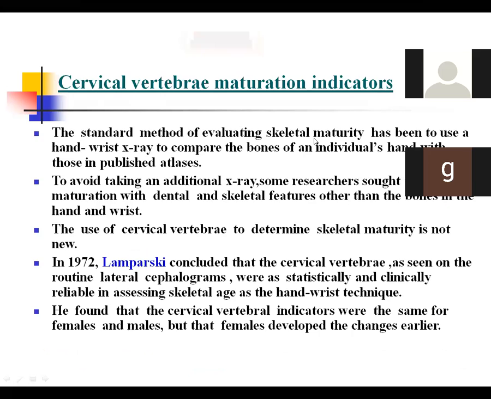The standard method to evaluate skeletal maturity has been to use a hand-wrist radiograph to compare the bones of the individual hand with those of the published atlas. To avoid taking any additional X-rays, some researchers sought to relate hand maturation with dental and skeletal features other than the bones in the hand-wrist. Use of cervical vertebrae to determine the maturity: in 1970, Lamparski concluded that the cervical vertebrae, as seen on the routine lateral cephalogram, were statistically and clinically reliable in assessing skeletal age, similar to the hand-wrist technique.